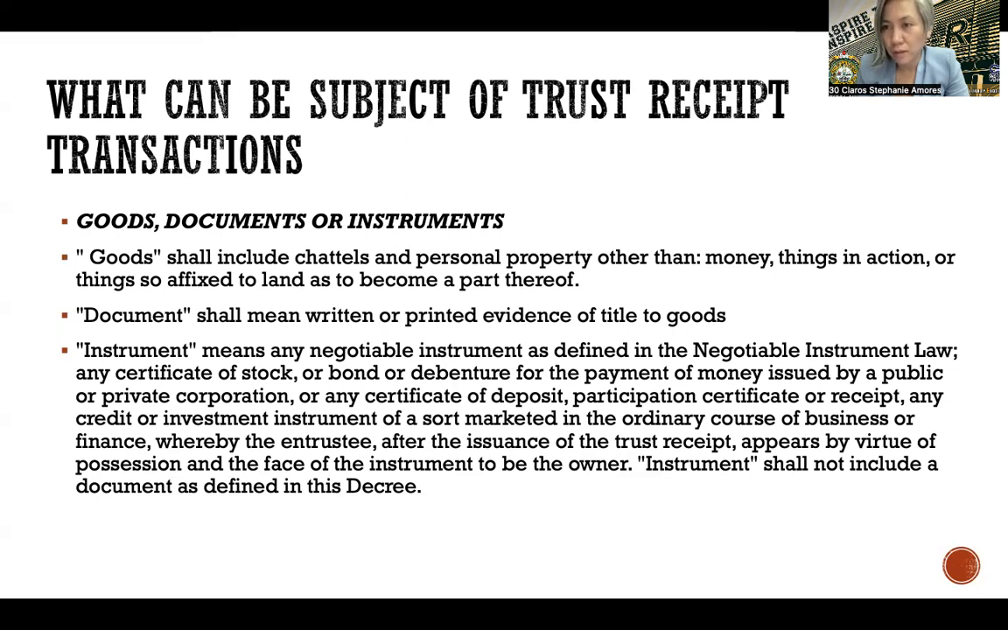So instruments as defined in PD 115 will not include documents as defined in the same law. So iba yung treatment. But in the Civil Code, we just understand this as things in action, di ba? Or intangible personal properties.